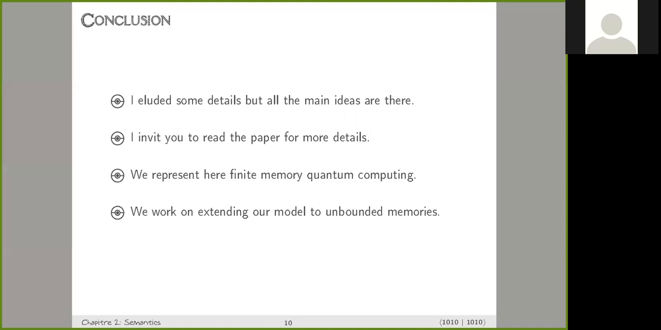So we managed to represent finite memory quantum computing. This is interesting, but it is still a very restricted model. There is not a lot that we can do. We are now working on extending this kind of construction to unbounded memories. This is work in progress, and I hope you will see some of it soon.